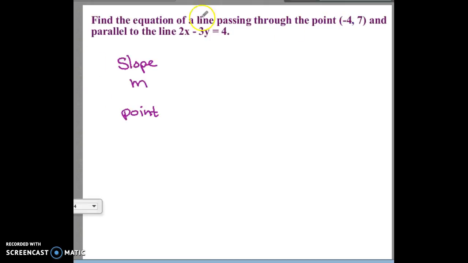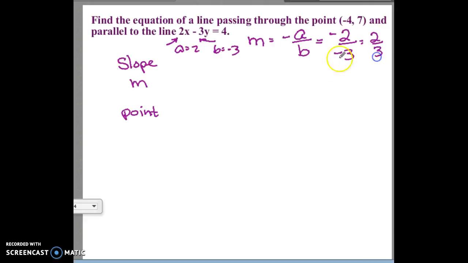And so I look at this, I see that this is in standard form. And so when the equation is in standard form, the slope is the opposite of a over b, with a being the coefficient of x, b being the coefficient of y. So in this case, a has a value of 2, b has a value of -3, because remember, you take the operation as the sign of the coefficient. And so the opposite of 2 is -2. My b is -3. And when you divide two negatives, you get a positive, so the slope is 2/3.